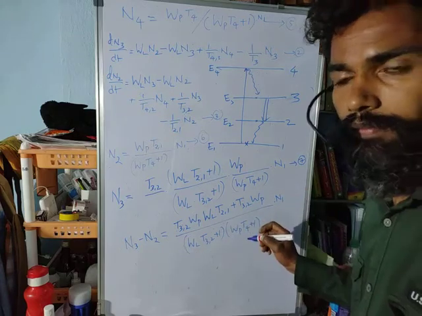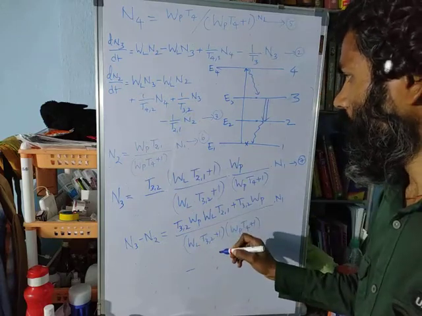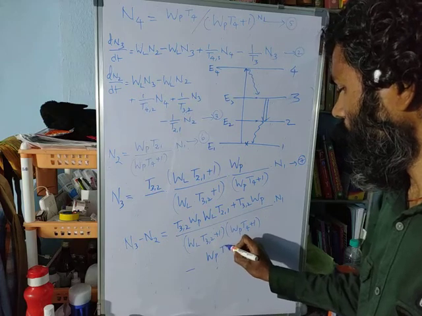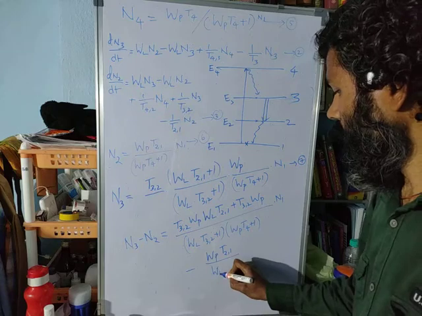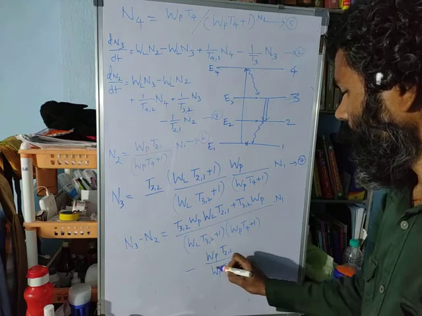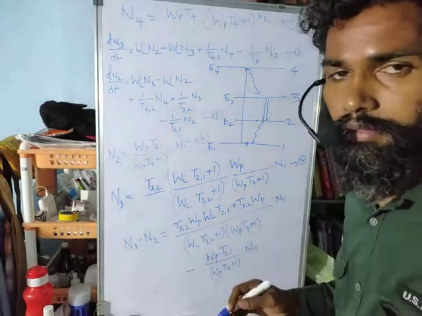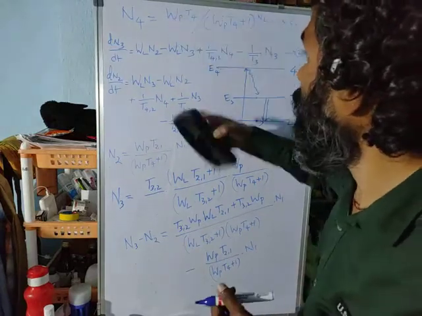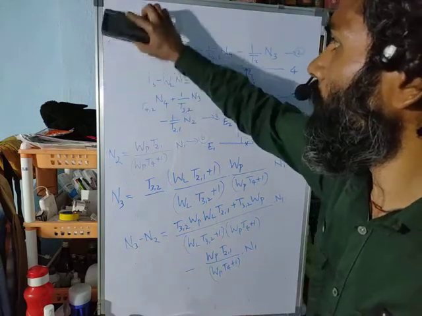so this entire thing is our N3 now, and minus we should write N2 from equation number 6. So this is WP into T21 divided by WP into T4 plus 1 to N1. So this is actually the difference of N3 and N2, and we need more space, so let us start erasing all the other things on the board because we don't need them anymore.